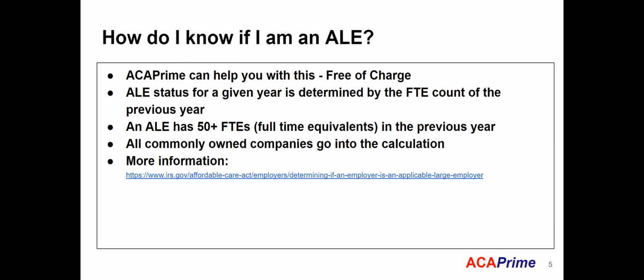ALE status for a given year is determined by the full-time equivalent count of the previous year. An ALE has 50 plus FTEs in the previous year. All commonly owned companies go into the calculation. For more information, see the link below.